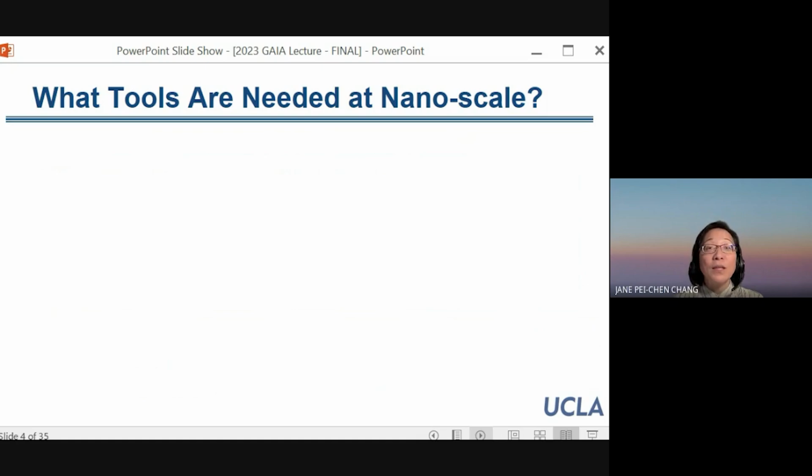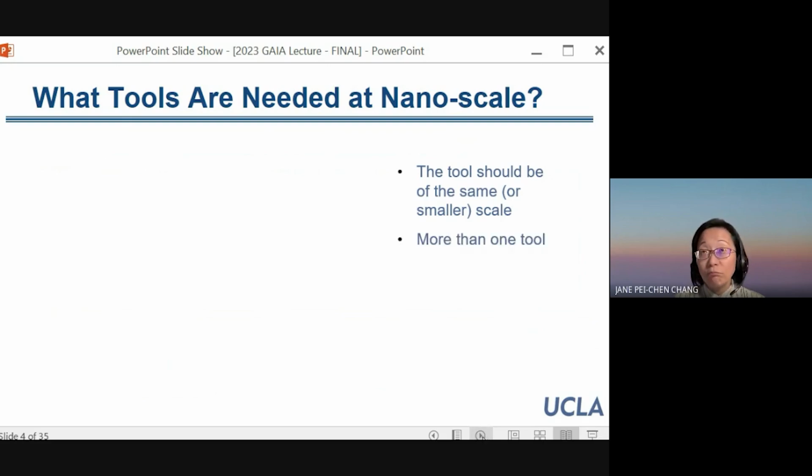So what tools are needed at the nanoscale based on what we have looked at so far? The tool should be of the same or smaller size than the device that you're building, right? And we probably need more than one tool. You might have heard the saying, if you only have a hammer, all the problems look like nails. Right? Certainly we cannot solve all the problems by a hammer.